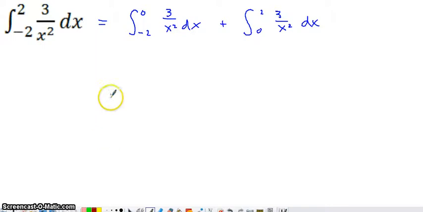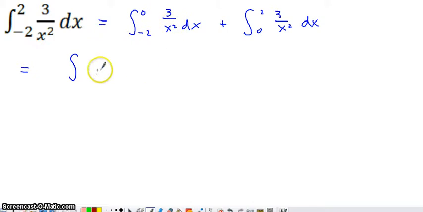Now, within each of these integrals you have another issue. This integrand, 3 over x squared, is undefined at the upper limit of integration in the first integral. In the second integral, the integrand is undefined at the lower limit of integration. If you hope to use the fundamental theorem of calculus to evaluate this integral, you're going to have to get rid of those issues. You can't use the fundamental theorem of calculus unless your integrand is continuous at and between your limits of integration.